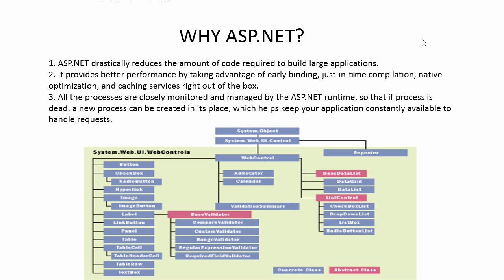So why would you want to pick ASP.NET, and specifically why would you want to pick ASP.NET Web Forms? ASP.NET drastically reduces the amount of code required to build large applications. It provides better performance by taking advantage of early binding, just-in-time compilation, native optimization, and caching services right out of the box. All of the processes are closely monitored and managed by the ASP.NET runtime. So if your process is dead, a new process can be created in its place, which keeps your application constantly available to handle requests.